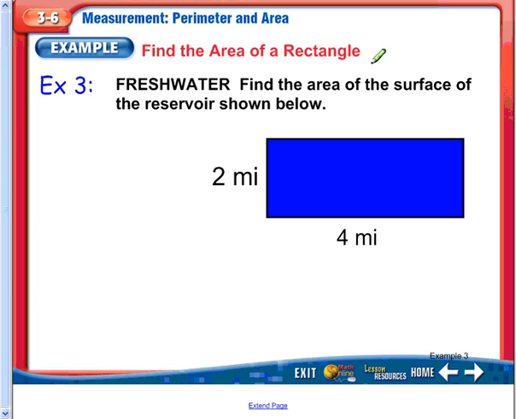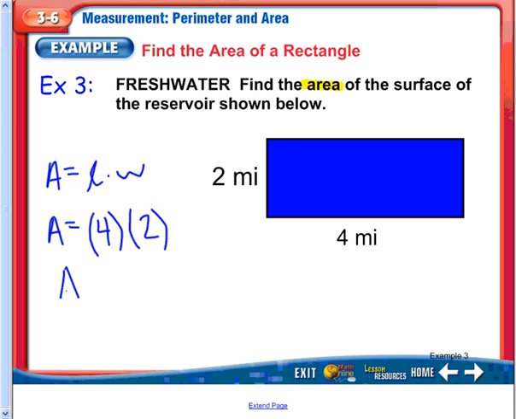Find the area of the surface of the reservoir shown below. Since this problem is talking about area, we must use our area of a rectangle formula, which is A equals L times W. In this case, we're trying to find the area, so we don't know A yet. And the length is 4 miles. So I'm going to put that in parentheses. And the width is 2 miles, which I'll put in parentheses. So area equals 4 times 2 is 8.